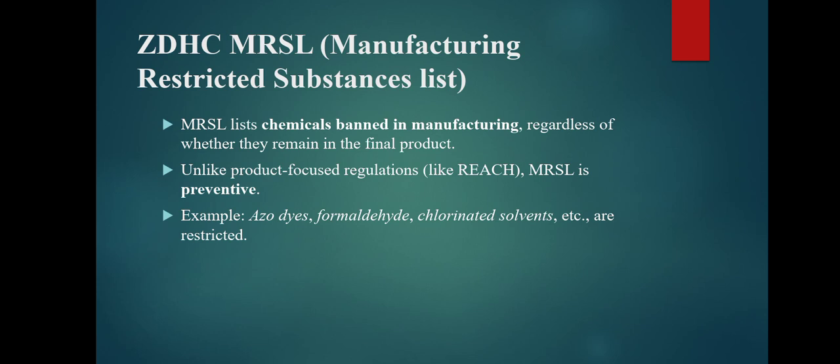Examples of restricted chemicals are azo dyes, which can break down into carcinogenic amines, formaldehyde, known to cause cancer and respiratory issues, and chlorinated solvents, harmful to both humans and the ozone layer. Benefits of MRSL: it prevents workplace exposure, reduces long-term environmental damage, and promotes safer innovations in chemical formulations.